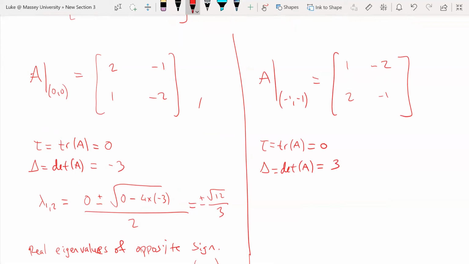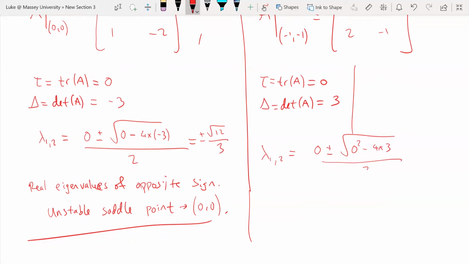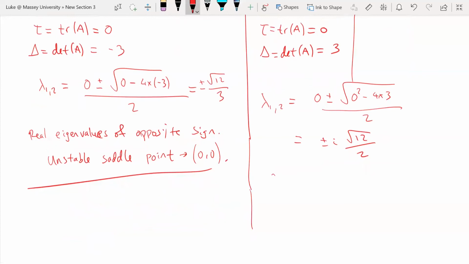So I can already see here that I'm going to have complex conjugate eigenvalues, but just to show you, lambda1, 2 is the trace, so 0 plus or minus the square root of 0 squared minus 4 times 3, over 2. So here I can already see that this is going to be plus or minus i times the square root of 12 over 2. So here I've got complex conjugate eigenvalues with 0 real part.